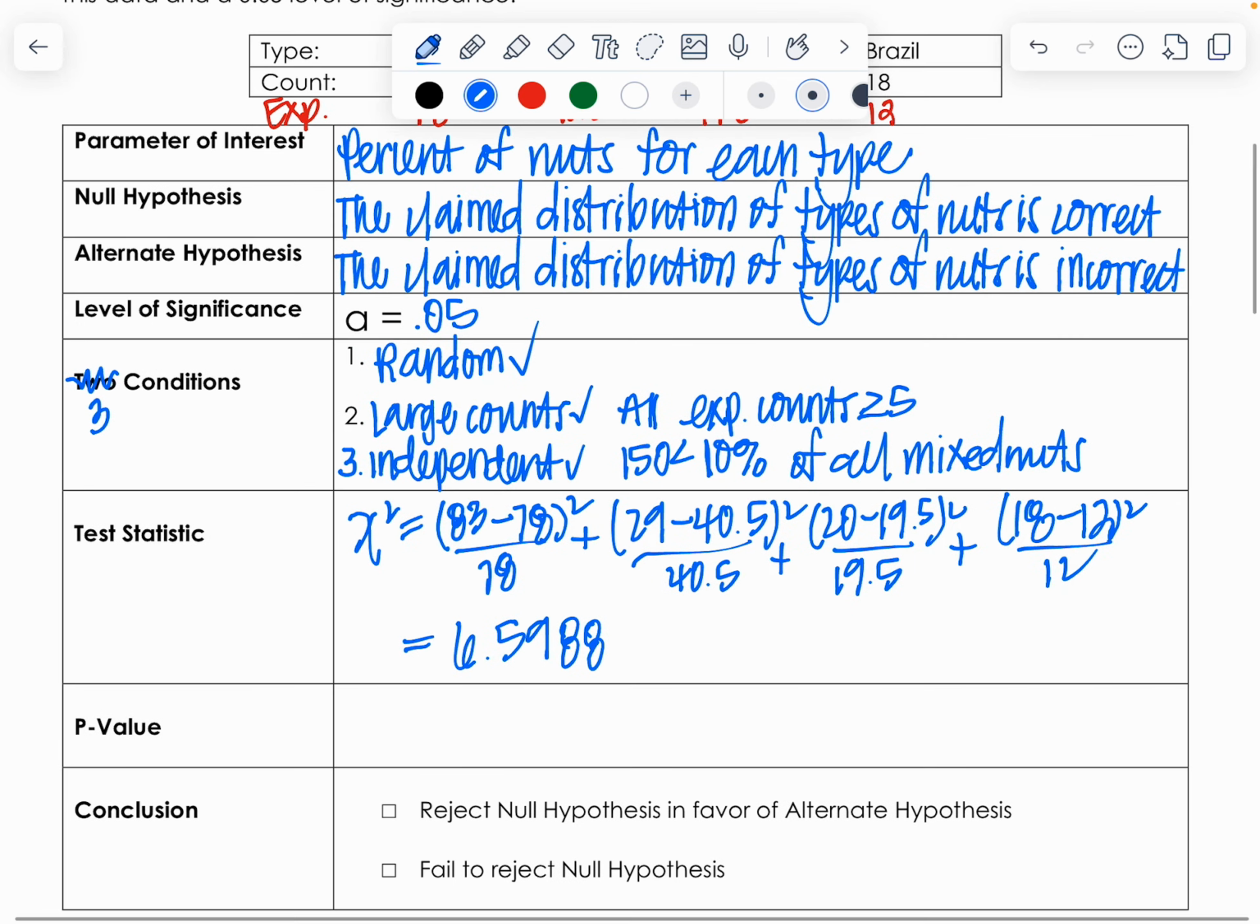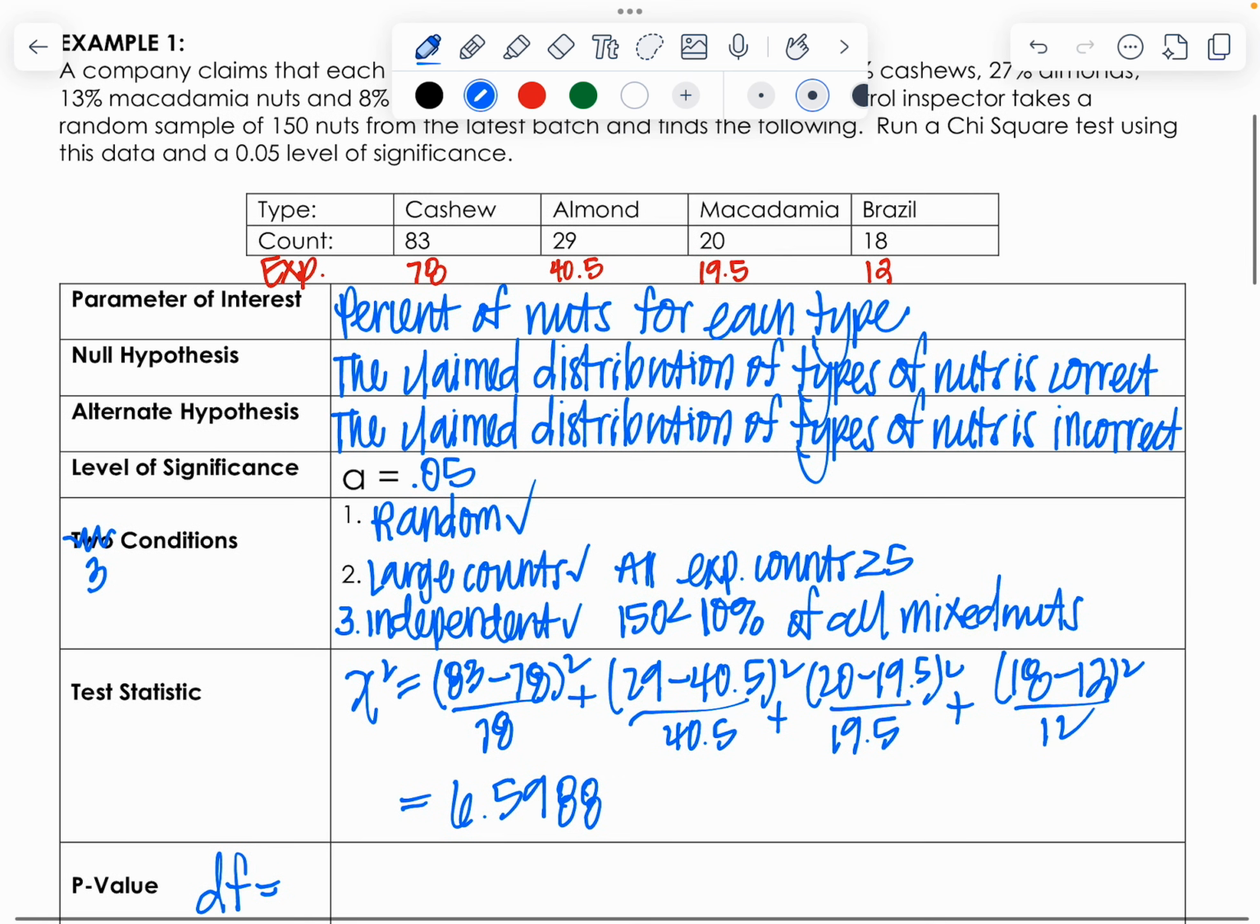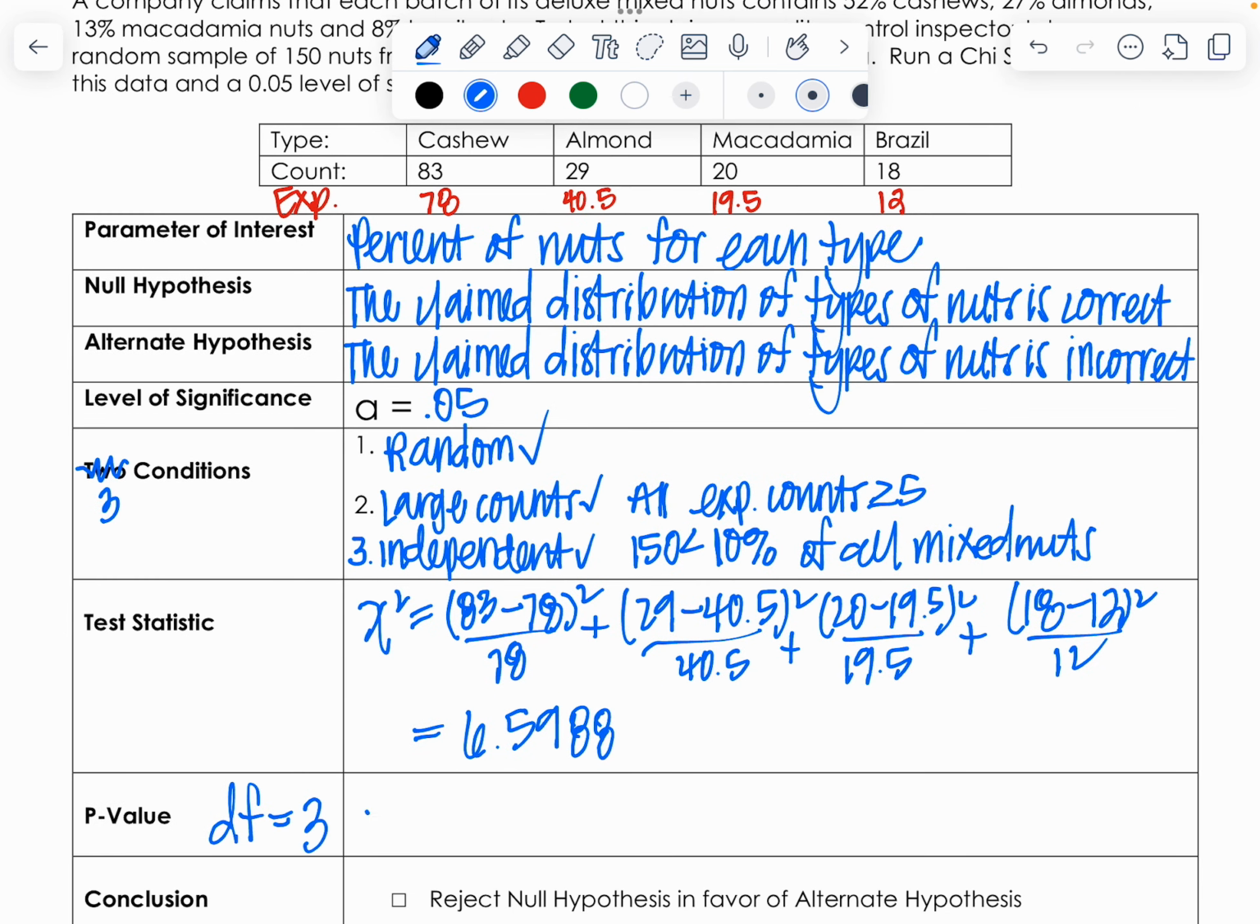All right, so then our p-value, remember we have our degrees of freedom equal to the number of categories minus 1. We have 4 categories, so 3 degrees of freedom. So now chi-squared CDF from our test statistic, 6.5988. Remember, we would technically be shading to the right, so all the way up to 1,000 with 3 degrees of freedom. I get 0.0858.